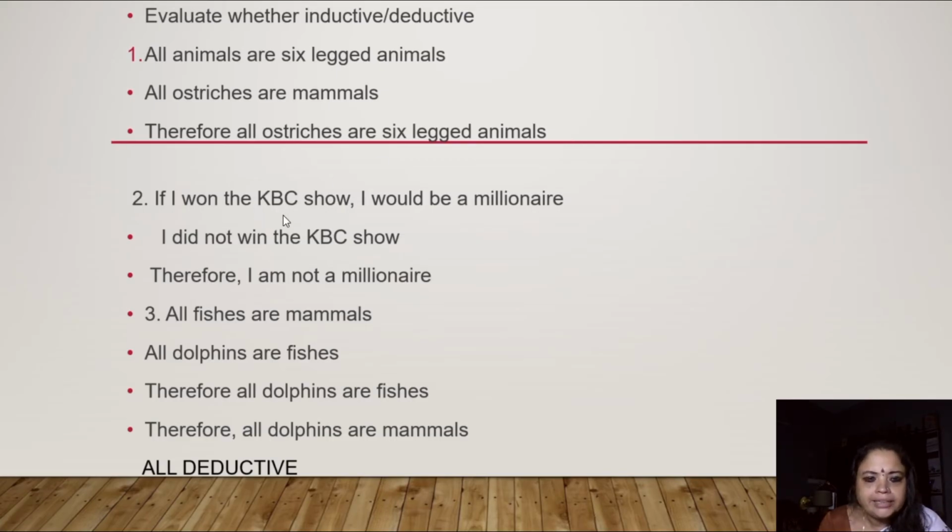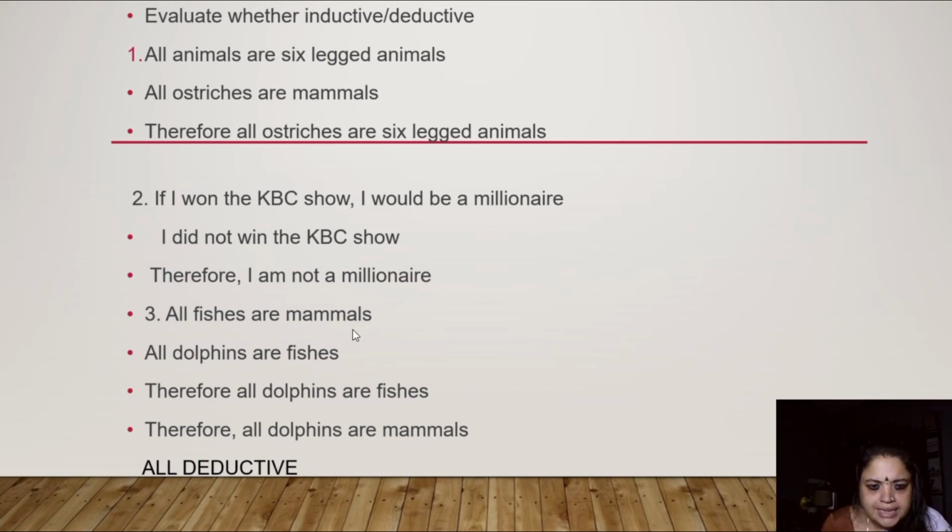If I won the KBC show, I would be a millionaire. I did not win the KBC show. Therefore, I am not a millionaire. So every statement that comes from the general statement is a specific statement. So the conclusion is also specific. Therefore, it is deductive. Let us see the third one.